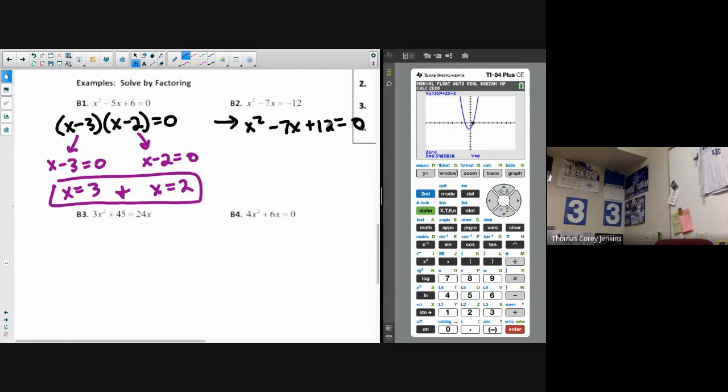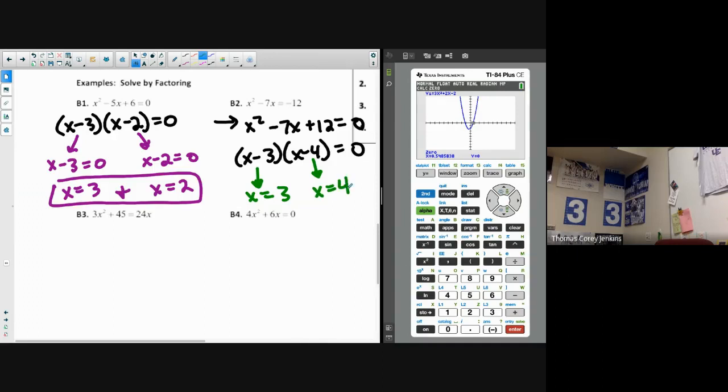Now we're in standard form, and now we're going to factor the left side. So what multiplies to 12 and adds to negative 7? The answer to that is negative 3 and negative 4. So we go x minus 3 times x minus 4 equals 0. And then we have x minus 3 equals 0, so we know from this x equals 3. And then our other root is x minus 4, so that tells me that x also equals 4.